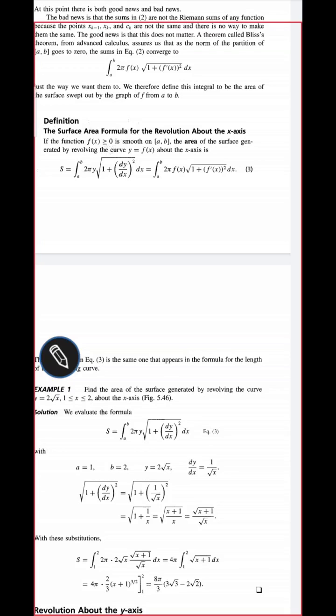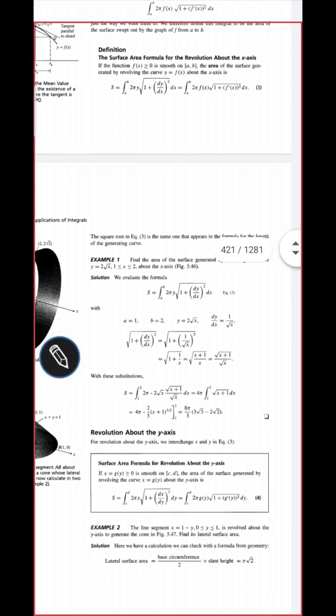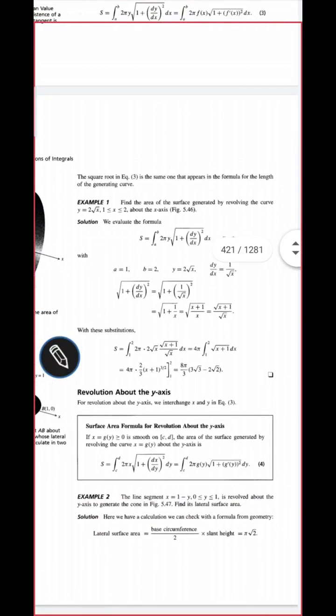There may be one or two questions based on the formula only, where you just have to check which one is correct, since in the MCQ the formulas will be given. This type of question may be in the exam. If you revolve about the y-axis, then you know the changes.